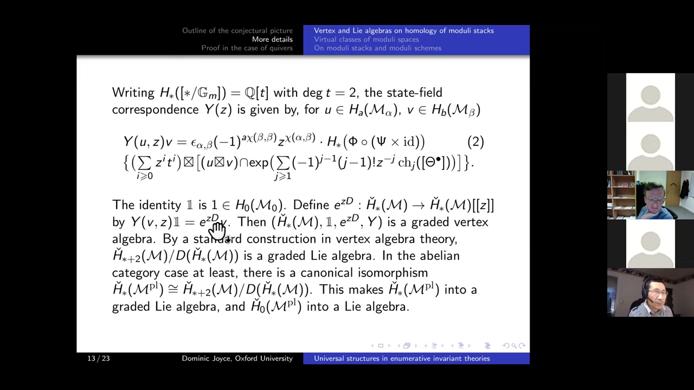Yeah. My second question is that here you're using the homology group with a degree shift of M to define this vertex algebra structure, and also because of this the star over GM, because the homology gives this Q that's a polynomial. What happens if instead of taking the homology, you take K theory? How difficult, I mean, will that possibly work?